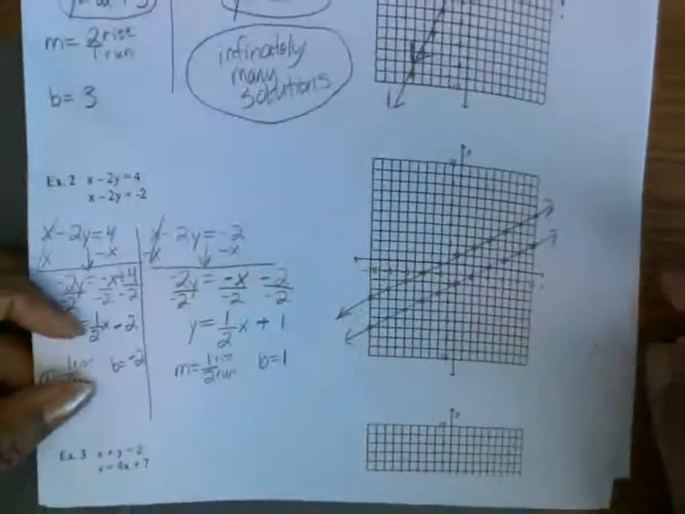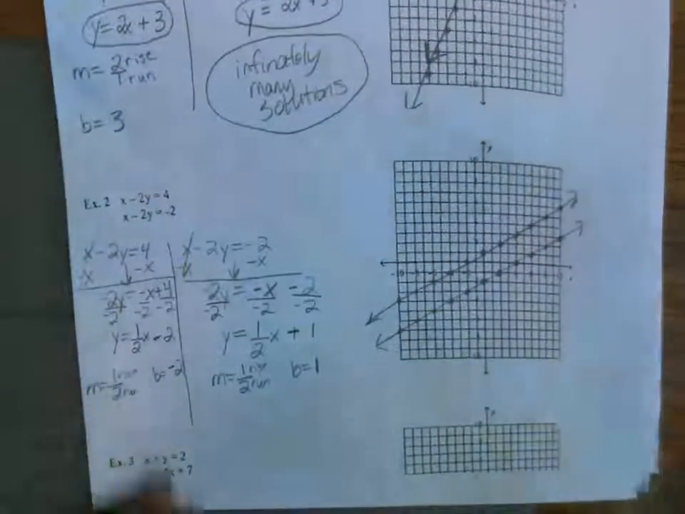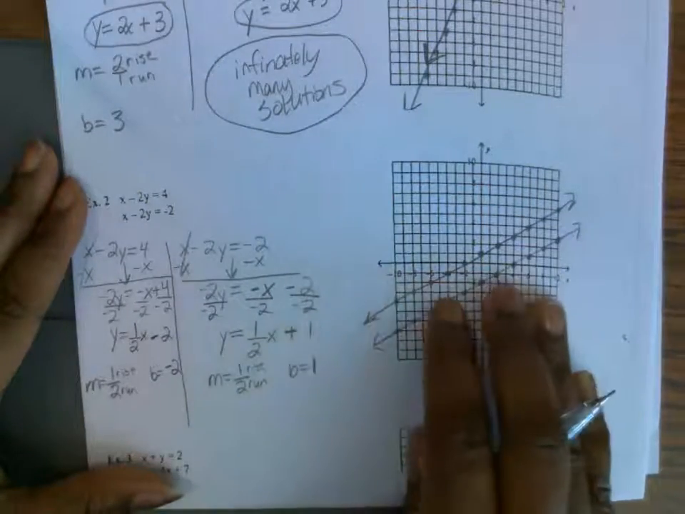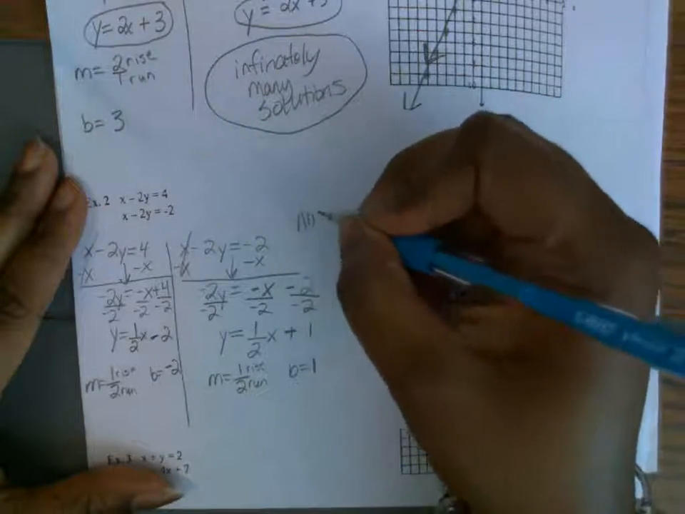Okay? Remember, the solution to a system is all the points that they share. If they don't touch each other, they don't share anything. So the answer to this one is no solution.